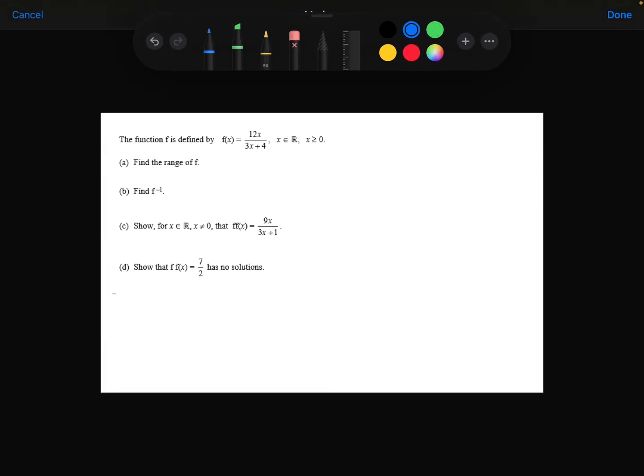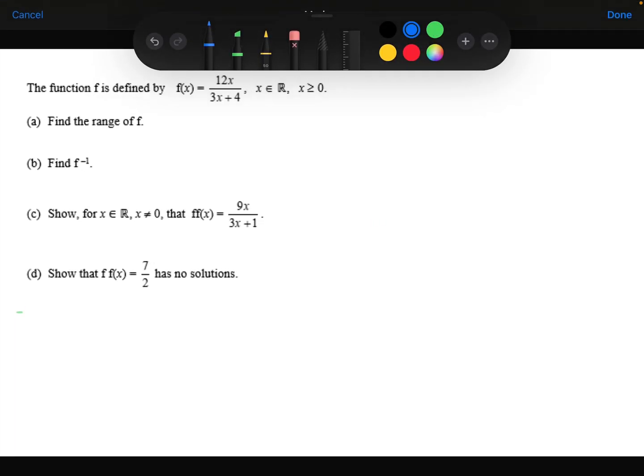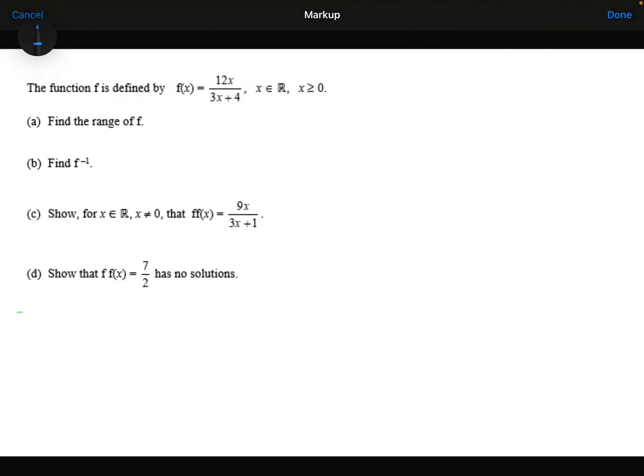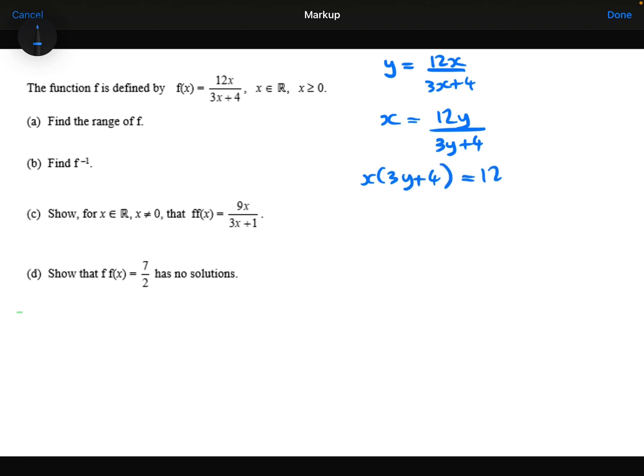Part B says to find the inverse function. So I'm just going to start by writing y equals 12x over 3x plus 4. And then I'm going to swap the x and the y around because that's what the inverse function does. Now I'm going to make y the subject. So multiply both sides by the 3y plus 4. Expand the brackets.